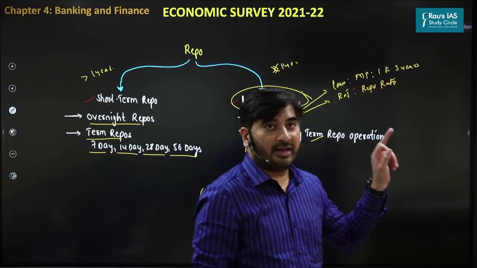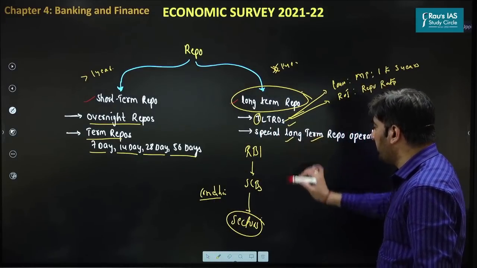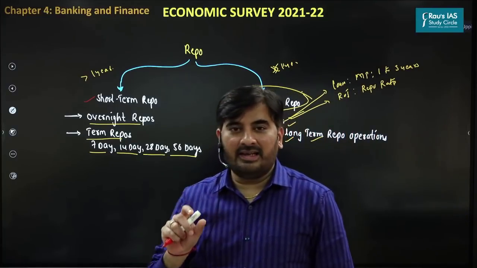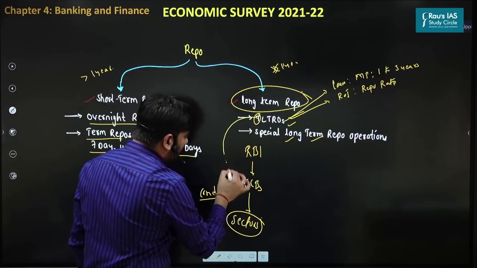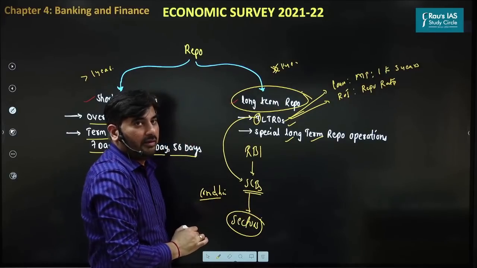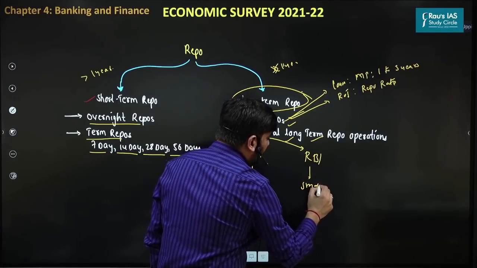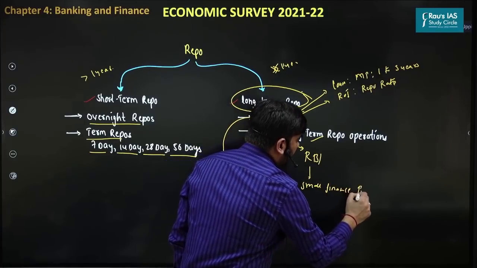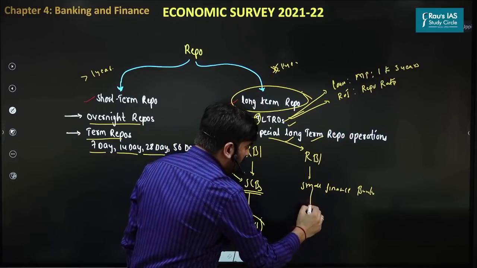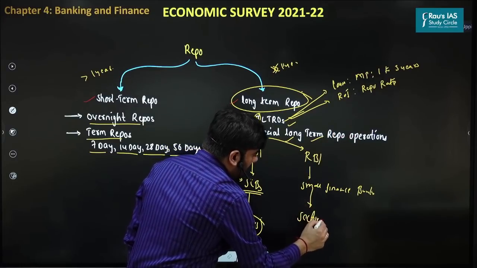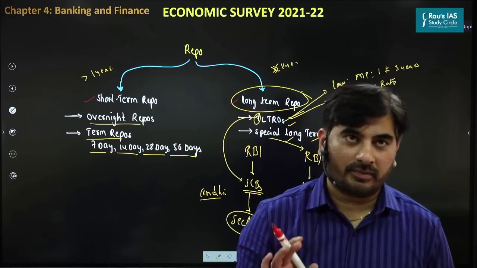I hope you're getting this point, right? As far as the difference between targeted long-term repo operations and special long-term repo operations is concerned, it is basically who is borrowing the money. In case of targeted long-term repo operations, the money is borrowed by scheduled commercial banks. Whereas in special long-term repo operations, it is the small finance banks who are borrowing the money. So the small finance banks will borrow money from the RBI under special long-term repo operations, and that borrowed money is in turn given in the form of loans to certain specified sectors. So that is the only difference. I hope you're getting this point, right?